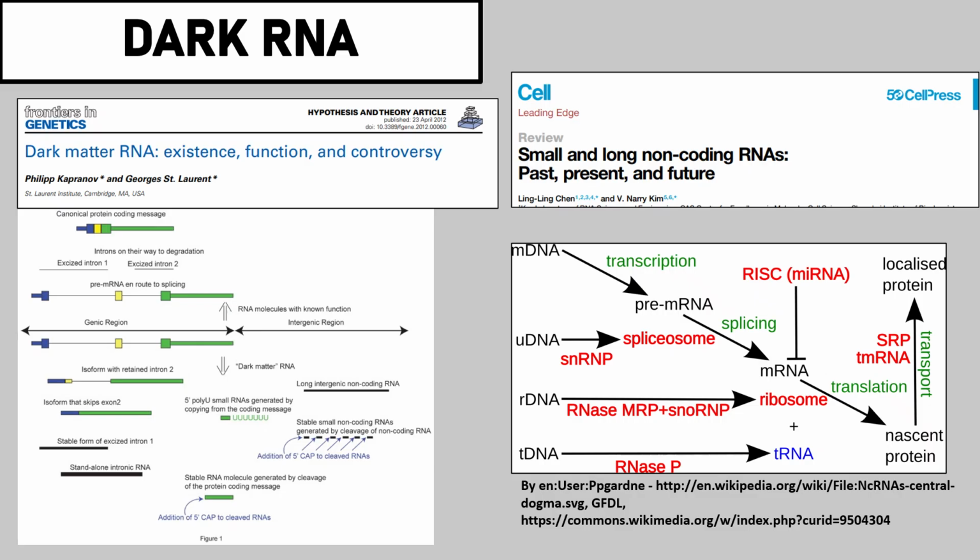So here are some helpful orientation articles. There's dark matter RNA, existence, function, and controversy, because again, it turns out lots of RNA does stuff that's hard to pin down. And there's a review of small and long non-coding RNAs, because a lot of them deal with gene regulation, and in fact, their exact function is still unknown. And here's a picture from Wikipedia about some of the different interplays between DNA, RNA, and especially non-coding RNA.